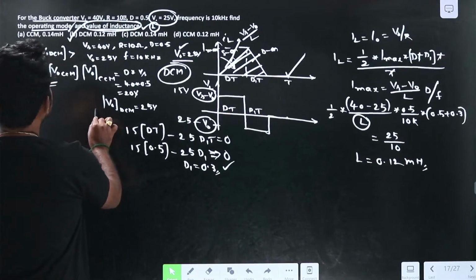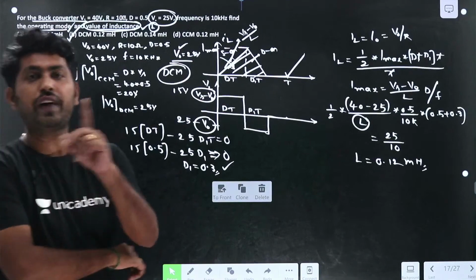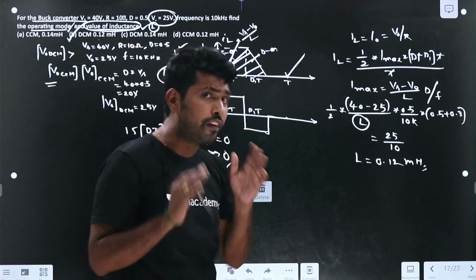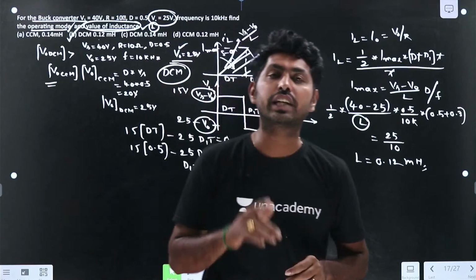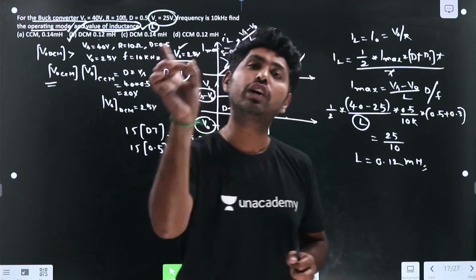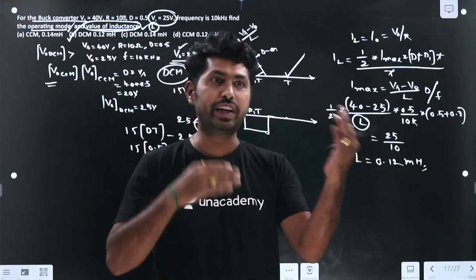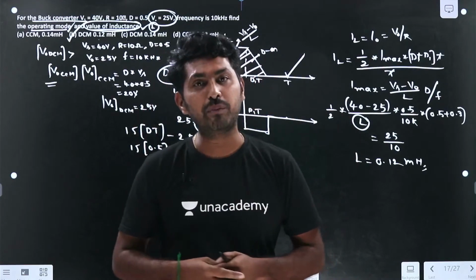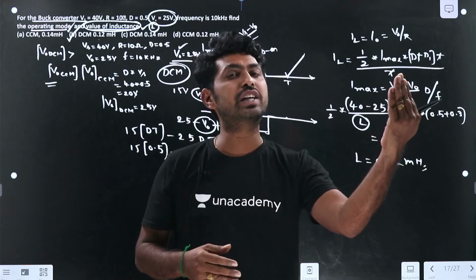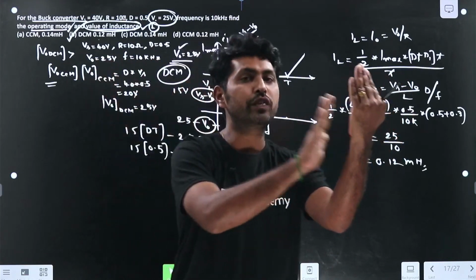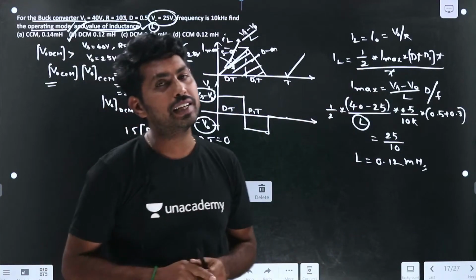So this is how we solve the problem. First we need to find whether it is operating in the continuous or discontinuous conduction mode. We found that it is operating in the discontinuous conduction mode. Why? Because V naught in discontinuous conduction mode is greater than V naught in continuous conduction mode. If you compare the two expressions, you will get V naught of DCM more than V naught of CCM. So we found it is operating in DCM.